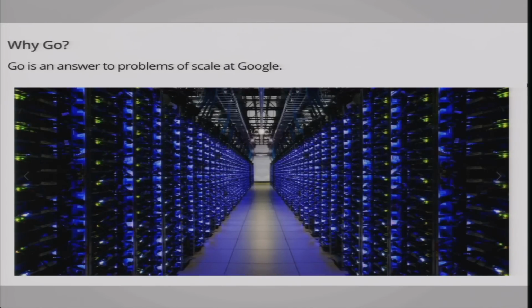So why Go in the first place? Why were Ken and Robert and Rob sitting around griping over the languages? What problems did they foresee? What were they trying to solve? Fundamentally, Go is an answer to problems of scale at Google.